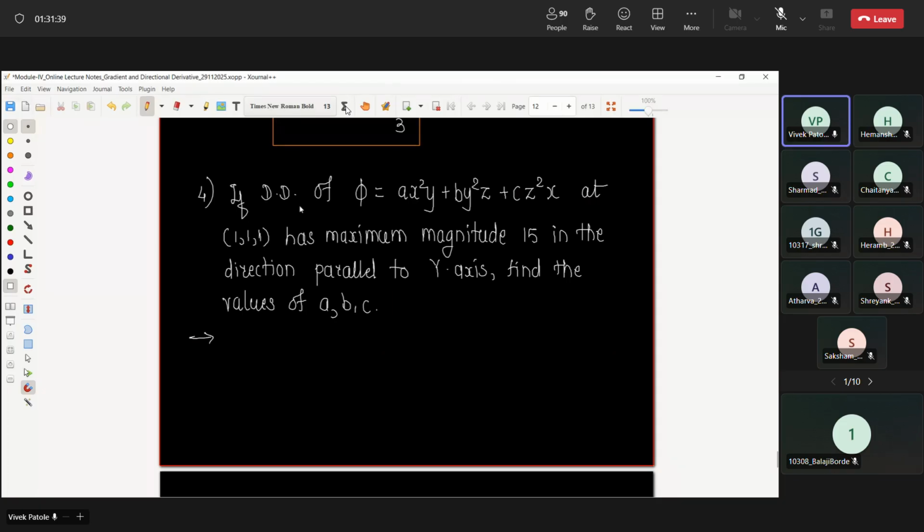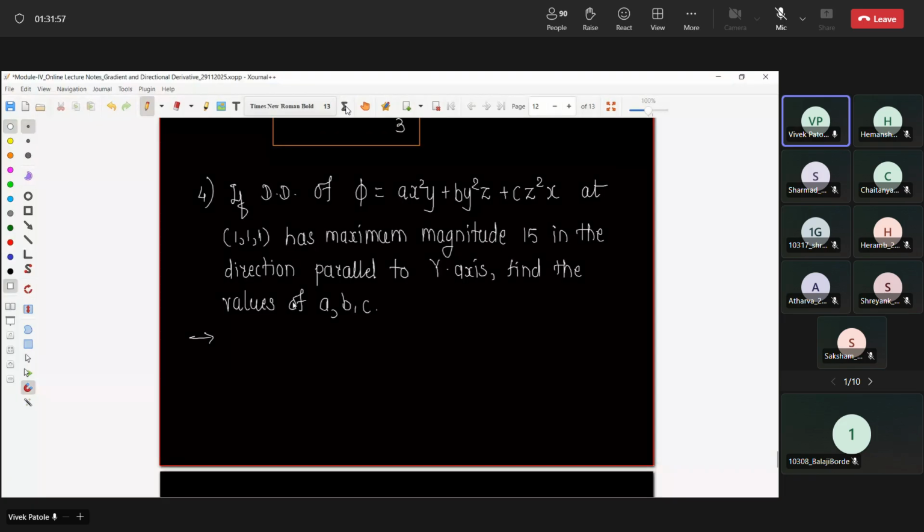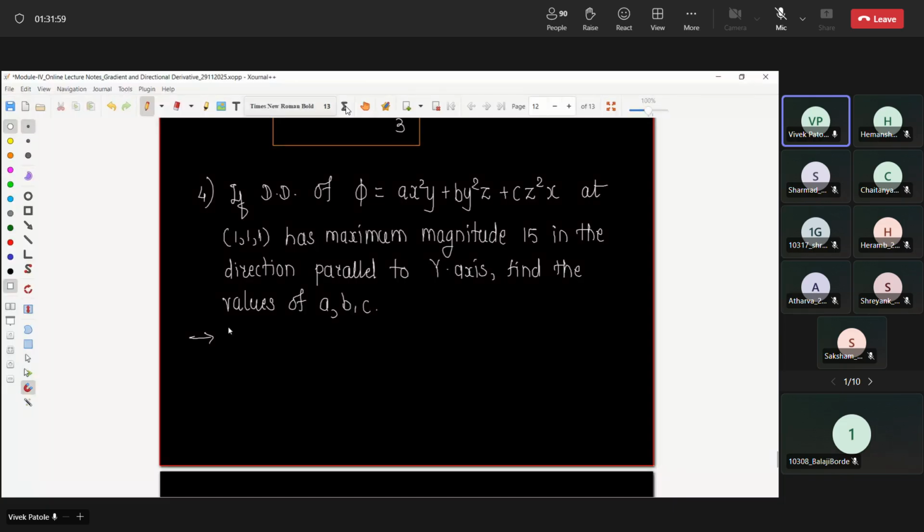Now read the problem. We have been given the directional derivative of phi, equal to ax square y plus by square z plus cz square x at (1, 1, 1), has maximum magnitude 15 in the direction parallel to the y-axis. Using this, we wish to find the values of a, b, c. So first of all, I will write down the given: surface phi is equal to ax square y plus by square z plus cz square x.